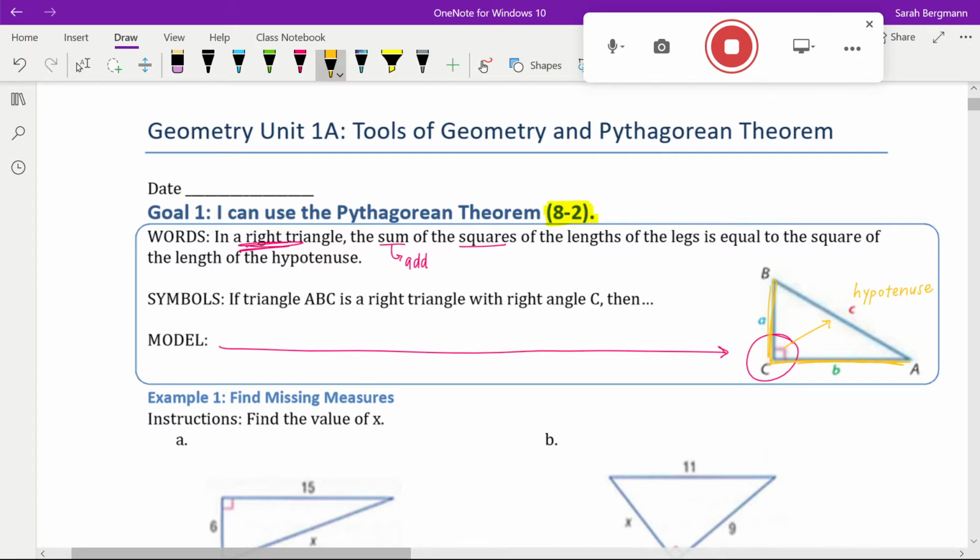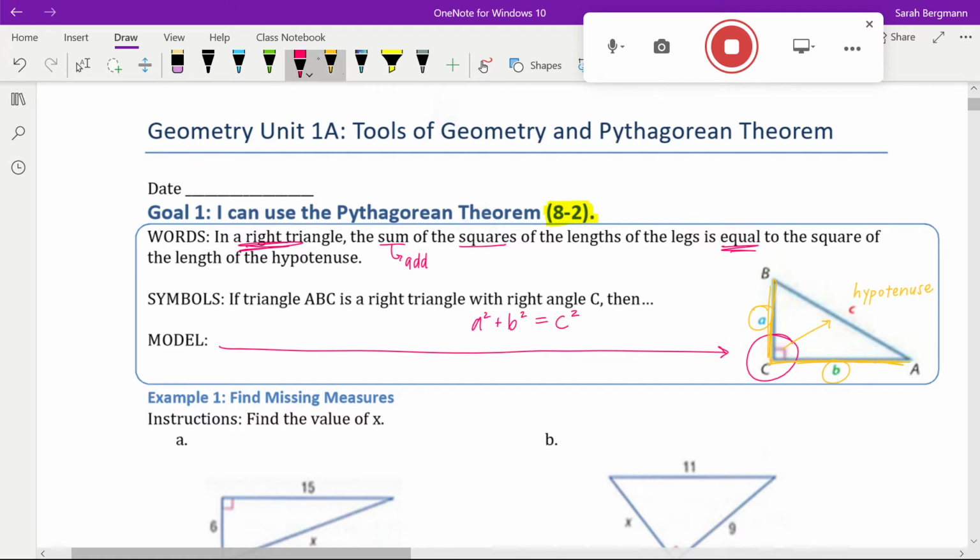So what this is saying is we take the legs and square them, so we have A squared and B squared. Then we add them together, and that will be equal to the square of the length of the hypotenuse, so that will be equal to C squared. With symbols, if triangle ABC is a right triangle with right angle C, then we could say A squared plus B squared is equal to C squared.